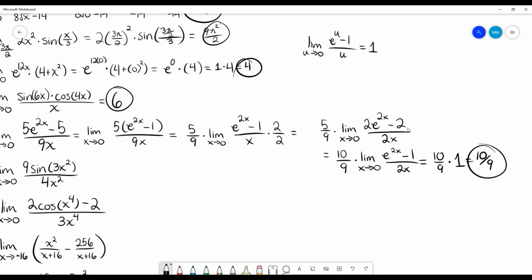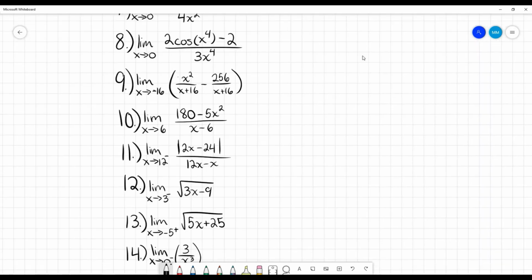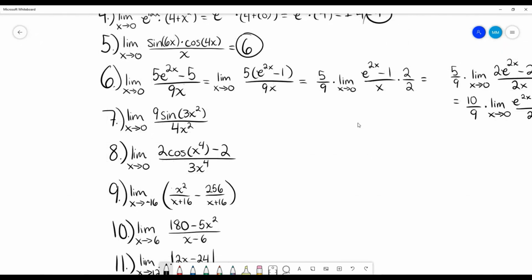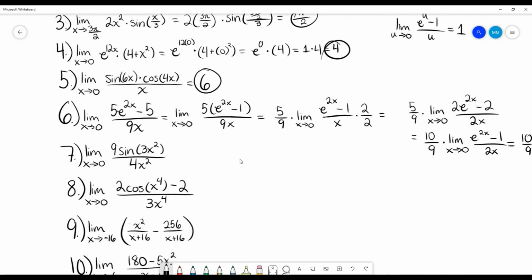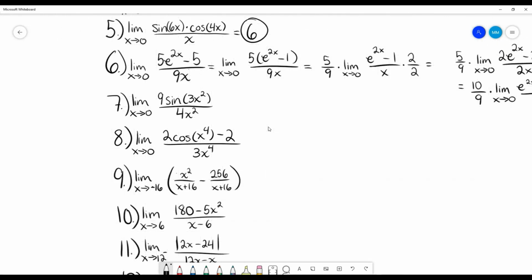And that was very complicated. Luckily, the rest of the problems are not nearly as tricky. So let's go ahead and move on to number 7. If you need to go over that last one, feel free to pause, rewind, what have you. Again, Google is your friend.